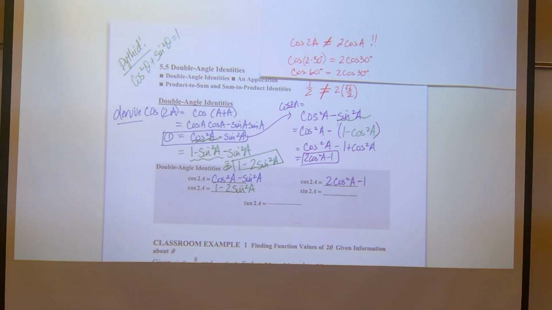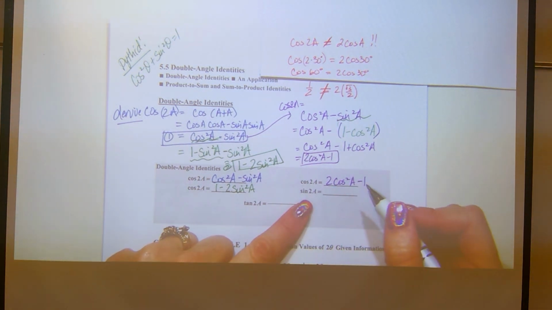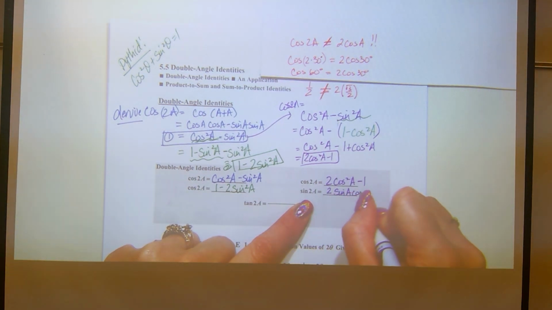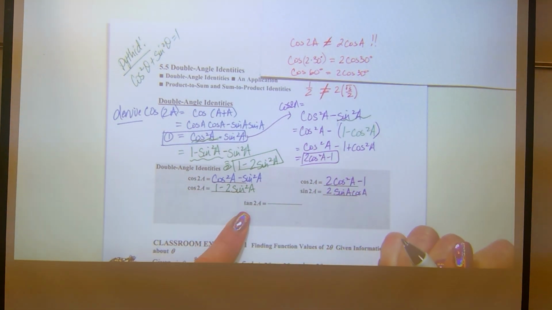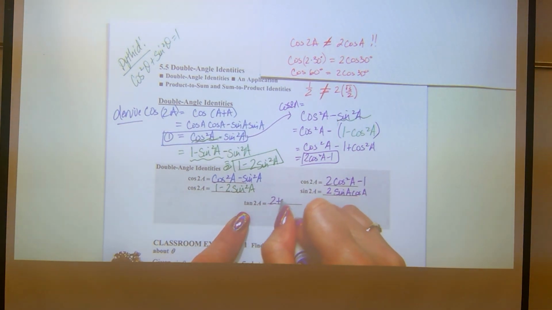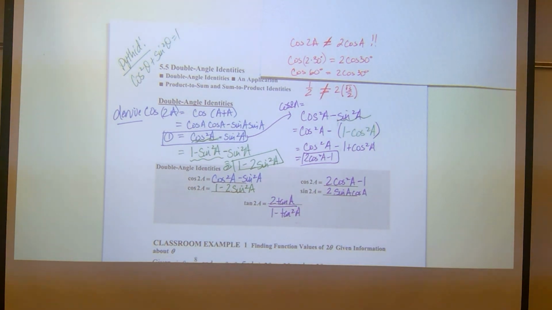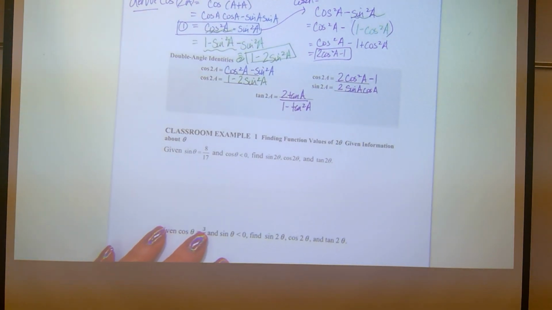We're not going to do the other 2. We're just going to write down sine double angle and tangent double angle as they are from your identity sheet. My only option for sine double angle is 2 sine a cosine a. My only option for tangent double angle is 2 tangent a divided by 1 minus tangent square a. Okay, now let's do this example down at the bottom.